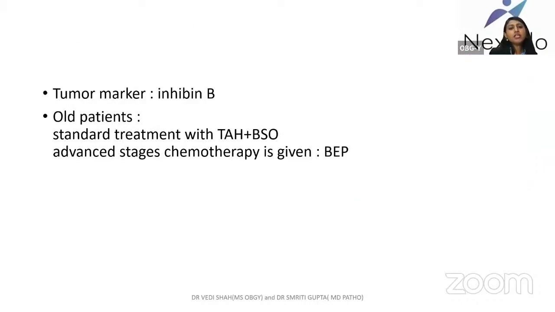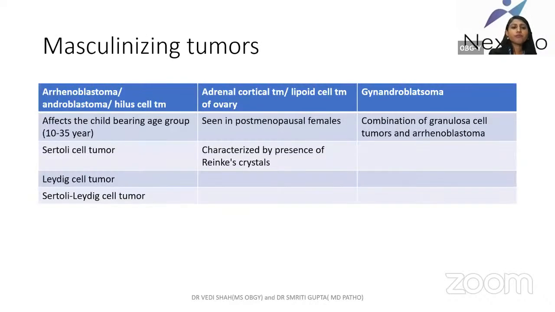The tumor marker would be inhibin B specifically for this tumor, and you are going to treat such a patient with removal of the uterus as well as bilateral salpingo-oophorectomy. In case of advanced disease, you can also go for giving chemotherapy. Again, it would be the BEP protocol.